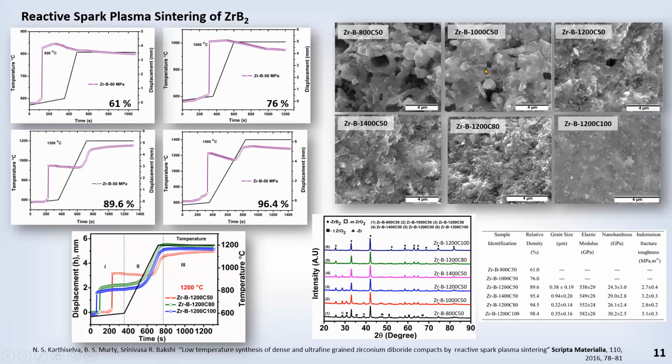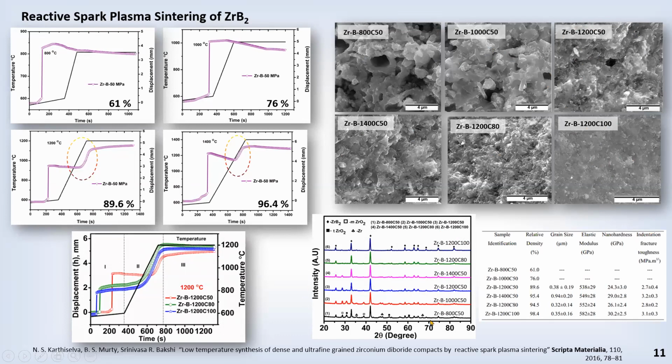And if you see here in the structure surface images, you can see that with increase in temperature, there is more and more densification, and that is due to plastic deformation, plastic flow aided sintering. So what we did is we kept the temperature at 1200 and we increased the pressure, and you can see that at 1200 degrees and 100 MPa pressure, we were able to get fully dense ZrB2. These are actually the lowest temperatures for obtaining fully dense ZrB2.